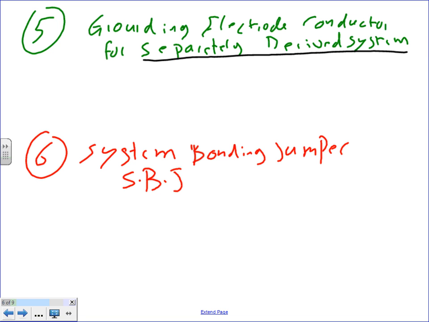Now for this one, guys, I call this one grounding electrode conductor. You guys are very familiar with a grounding electrode conductor. For this baby, you need to go to 250.66. I also have 250.30(A)(3). I think it's also 250.30(A)(3).